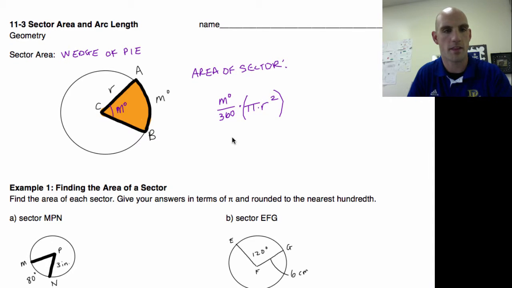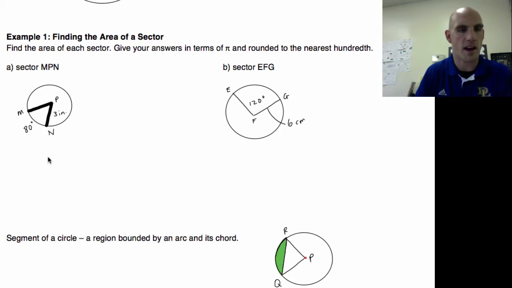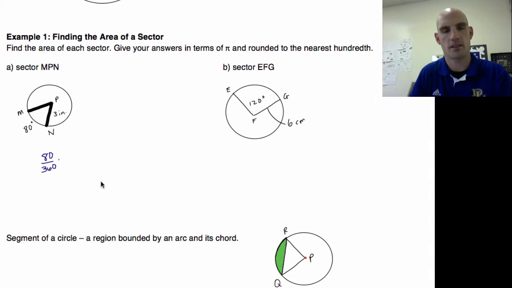So let's look at the way this plays out in an example. If we're given sector MPN, and we've got 80 degrees, and we need to find the area of the sector, give the answers in terms of pi. We're going to have 80 degrees out of a possible 360. That's the portion of the circle that's actually being talked about. We're going to multiply that times pi times 3 squared.